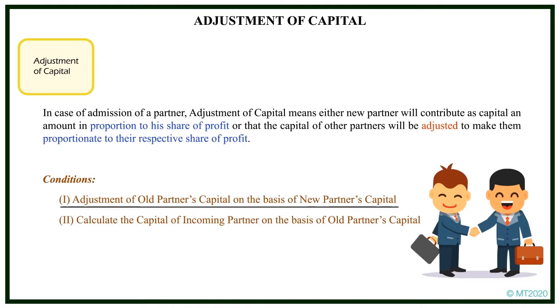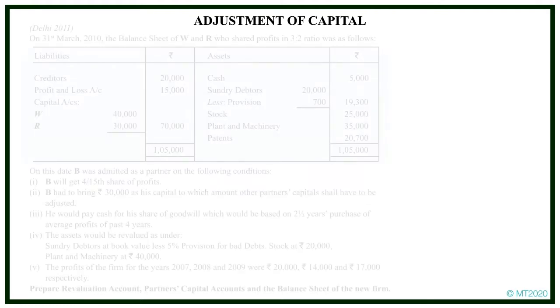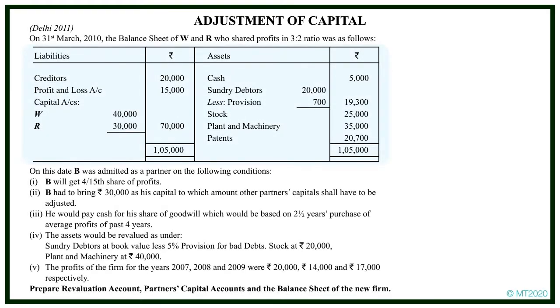To proceed with this topic, I have taken help of a CBSE board question. Now very precisely, I will explain the question followed by the solution. The question states that there is a balance sheet of W and R given as on 31st March 2010, with the profit sharing ratio between W and R as 3:2, and the values of liabilities and assets are given in the question.